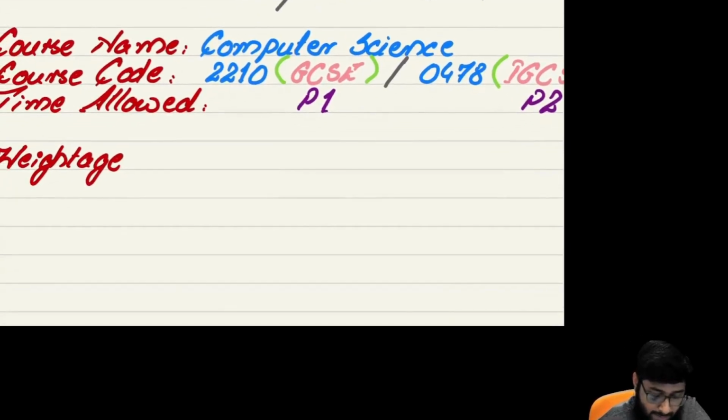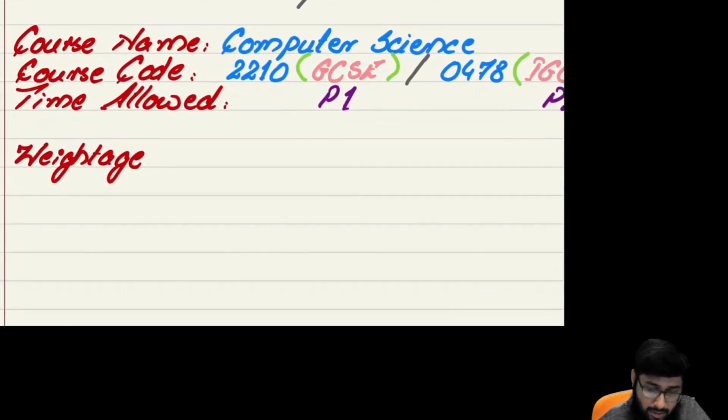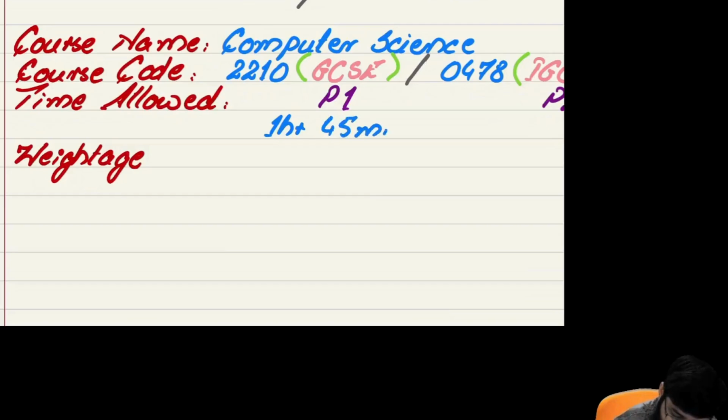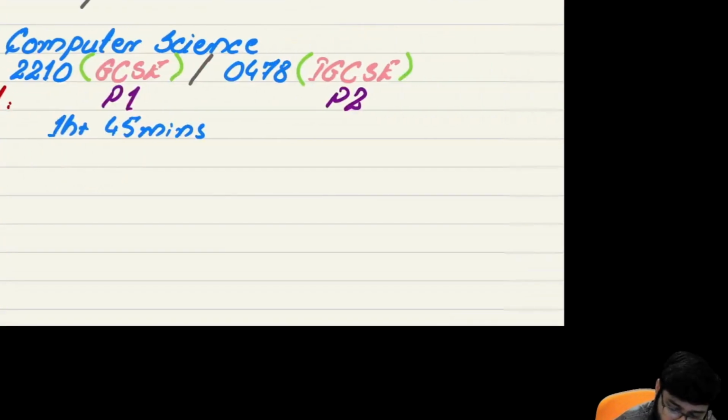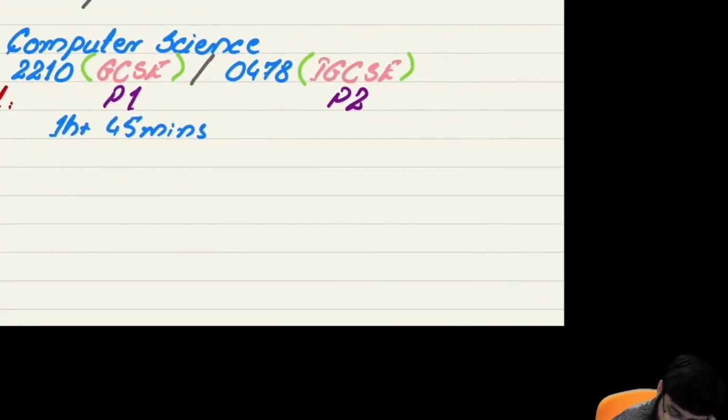Now, when it comes to the time allowed for each paper, there are two papers. Sorry, I forgot to tell you that. There are two papers for your computer science, P1 and P2. Paper 1 has a time allowed of 1 hour 45 minutes. P2 again has a similar time of 1 hour 45 minutes.